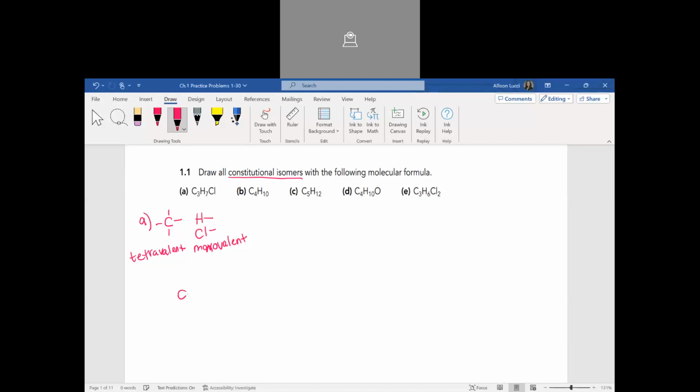So let's put the highest bonding in the middle. So we have 3 carbons in a row. All of our singly bonded atoms, such as hydrogen, can go around the carbons, and then we can place the chlorine on this end here. So this is one constitutional isomer. Let's see if we can find another. If I again put my carbons in the middle, I can surround them with hydrogens, and then instead I'll place the chlorine on this central carbon.